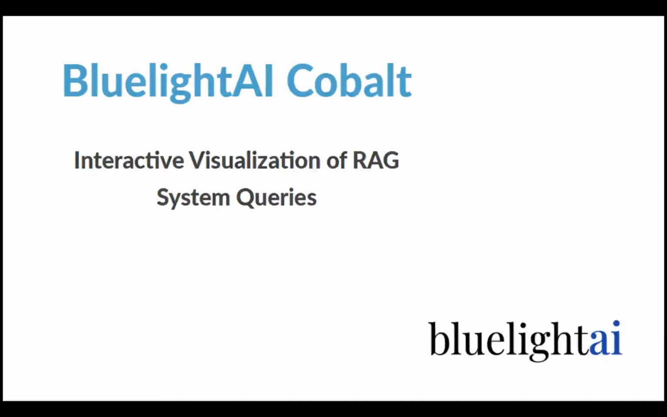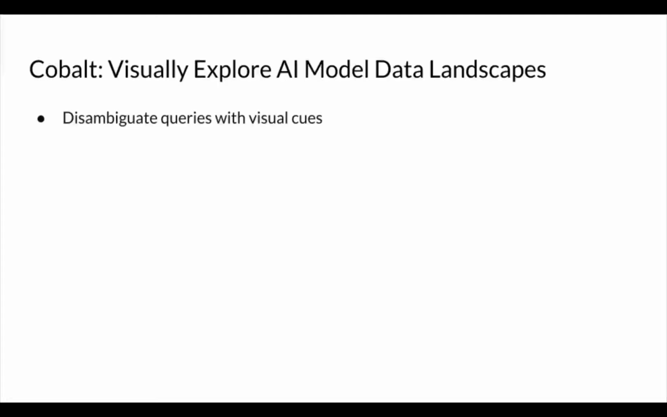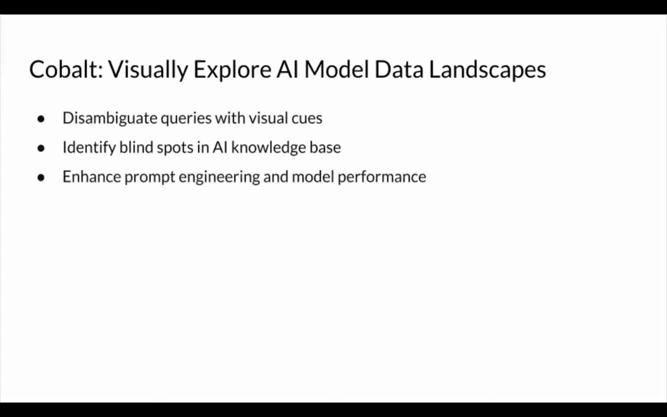In this demonstration, you'll see two visual examples of how Cobalt from BluelightAI can be used to debug and improve a Retrieval Augmented Generation or RAG system. The first example will show how to disambiguate queries using visual cues, while the second will illustrate how to identify potential blind spots in an AI system's knowledge base. These examples will demonstrate how Cobalt's visual approach can enhance prompt engineering and improve AI model performance.